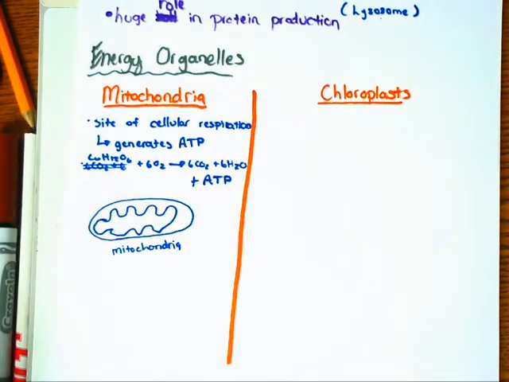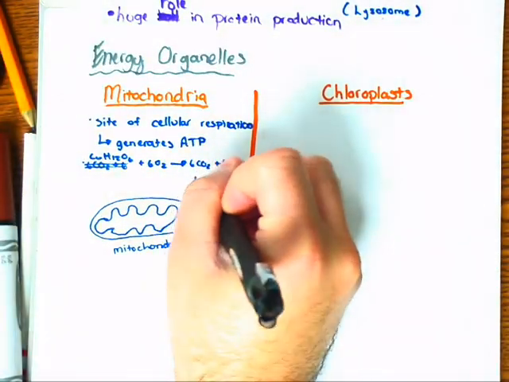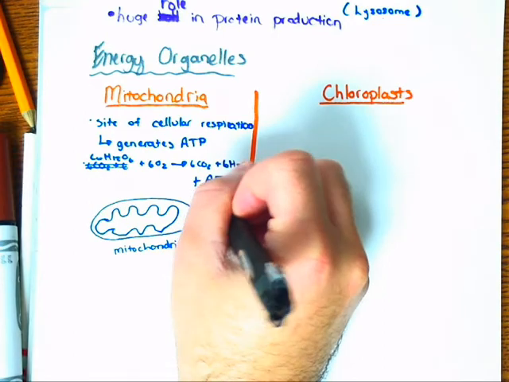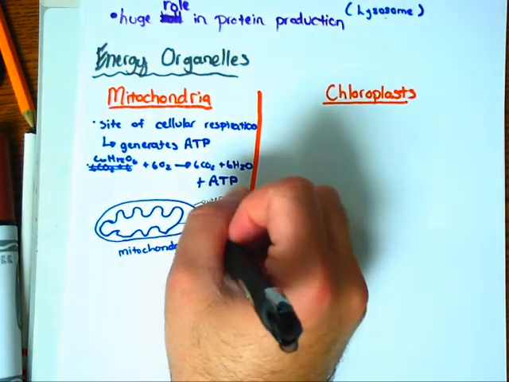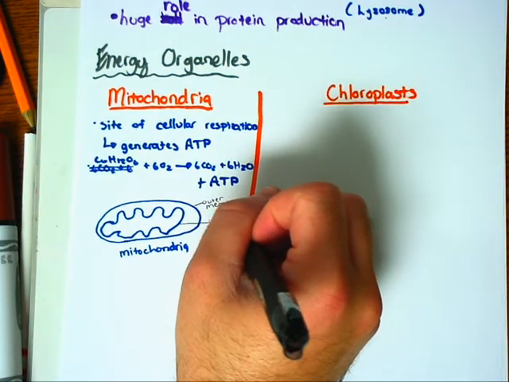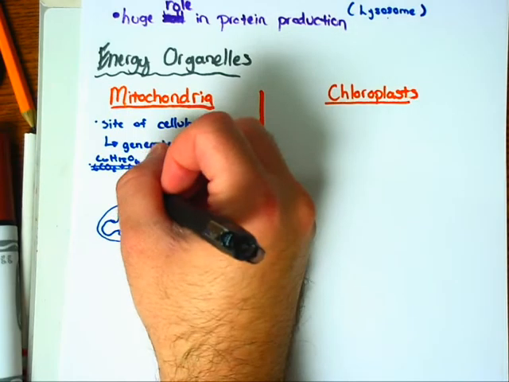A couple points to recognize about it. First off, it's got two membranes. This is the outer membrane. This right here is the inner membrane. This space in between the two is called the inner membrane space.